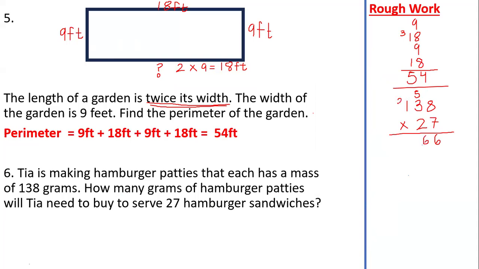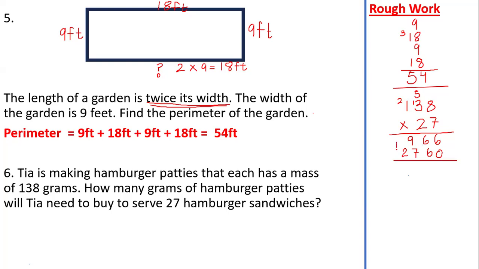Put the 2 up. 7 times 1 is 7, plus 2 is 9. Put the 9 down. Then you put your placeholder 0. 2 times 8 is 16. Put the 6 down, carry your 1. 2 times 3 is 6, plus 1 is 7. 2 times 1 is 2. Very good.